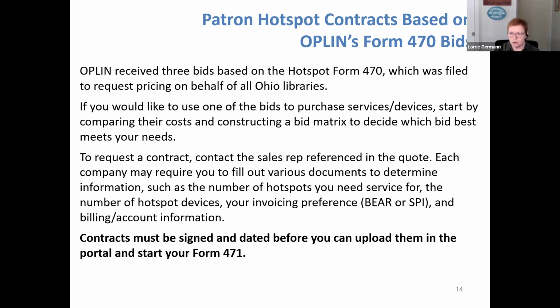Now, in addition to the contract, just be aware that a lot of the cell providers are going to need some other information, some other documents they may want you to sign. Like, do you want BEAR or SPI billing? Are you going to pay the invoices in full and then file the BEAR form to ask for the reimbursement? Or do you want them to discount your bills? A lot of the vendors, the cell providers, will have a specific form for that. If you already have an account set up and already use service from one of the providers, they're going to want to know your account information. So again, there are some details they're going to need to issue the contract.